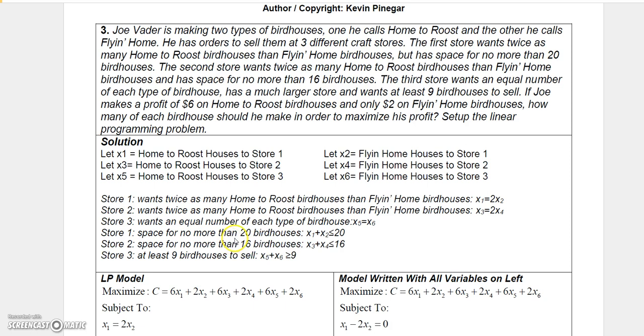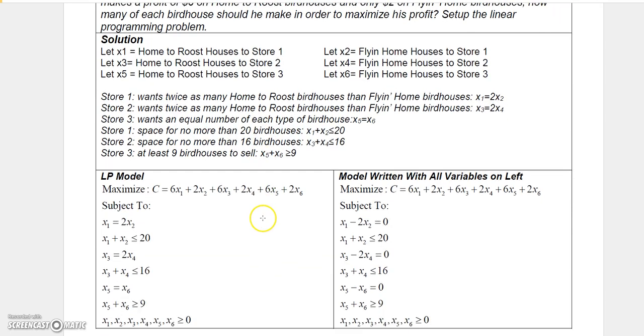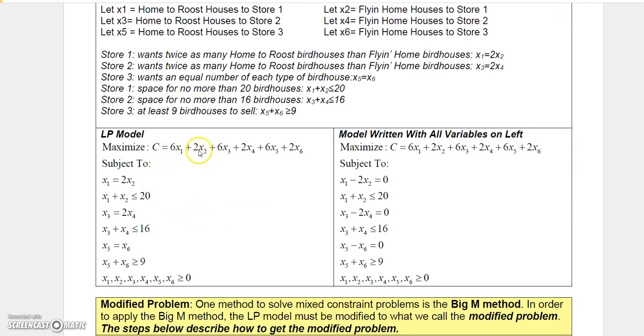And then you have space for no more than 20 birdhouses at store 1, so x1 plus x2 has to be less than or equal to 20. And then no more than 16 birdhouses at store 2, so x3 plus x4 must be less than or equal to 16. And then store 3 needs at least 9 birdhouses, so x5 plus x6 has to be greater than or equal to 9. So if you put this in a linear programming problem, you're going to be maximizing this function, because this is the cost of each birdhouse, and then these are the constraints that I just listed up here.